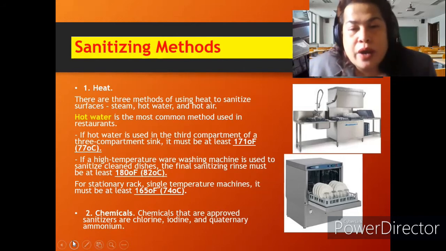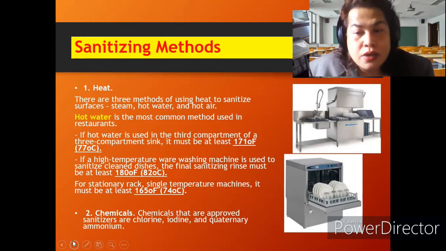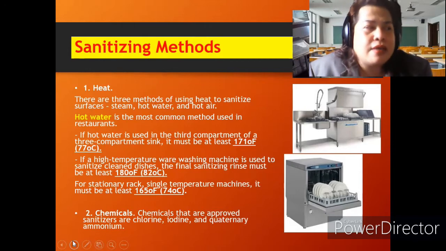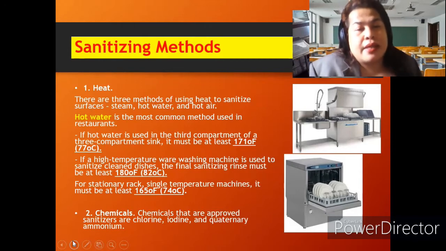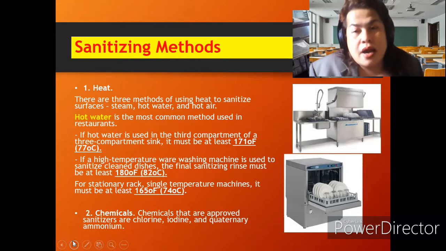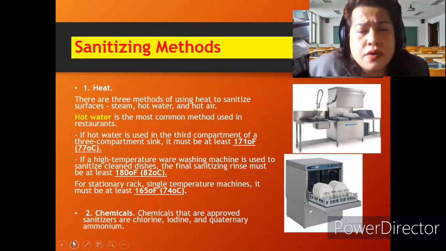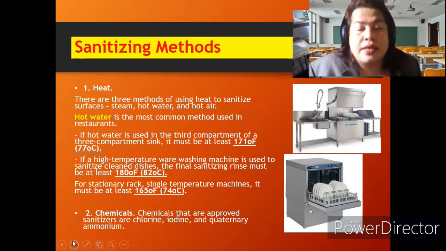If a high-temperature ware washing machine naman yung gagamitin natin, tulad nung nakikita nyo sa baba, ang ginagamit nila na sanitizing in terms to sa mga hinuhugasan natin na tools and equipment like plates, glasses, of course, utensils. So, dapat at least 180 degrees Fahrenheit or 82 degrees centigrade ang temperature ng tubig. Okay? For stationary rack, so, single temperature machine, dapat daw ang init ng water is at least 165 degrees Fahrenheit or 74 degrees centigrade.